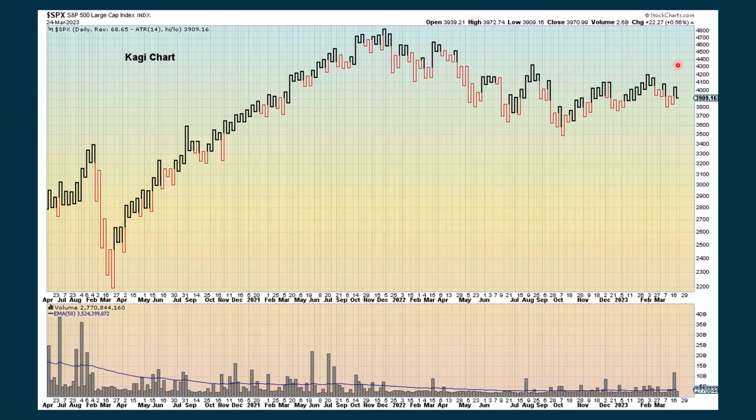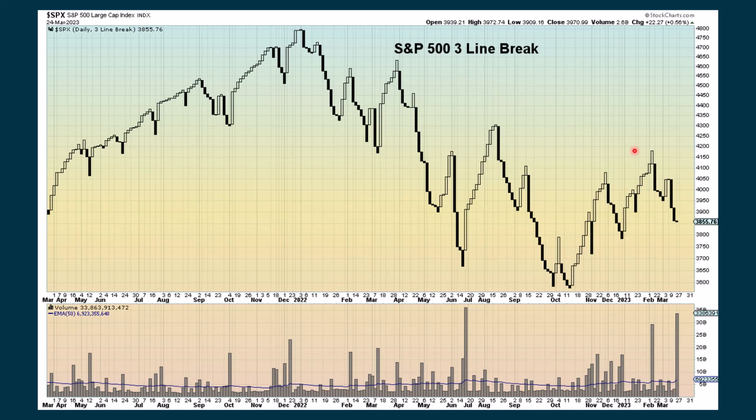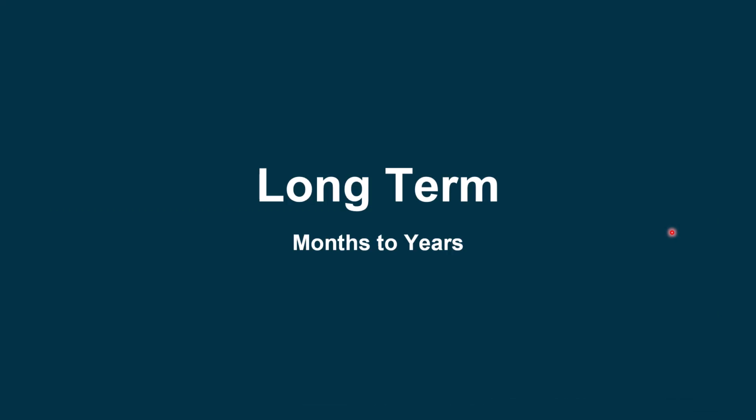The Kagi chart, this is positive but with a negative slant. When these lines are black, that's positive, but when they're going down, that's a negative. The 3-line break is also negative with black bars. And then some long-term charts.